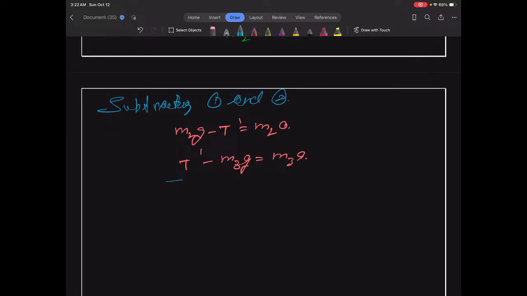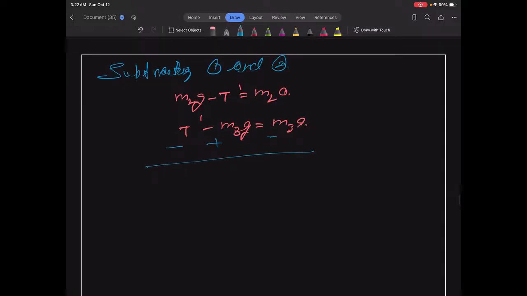And if you subtract them, this will be minus and this will be plus and this will be minus. Okay, so we get this will be equal to minus 2T prime, and this will be plus G we can take as common, and this will be M2 plus M3, and A we can take as common, so this will be coming as M2 minus M3.